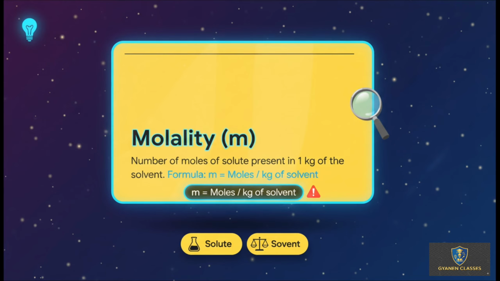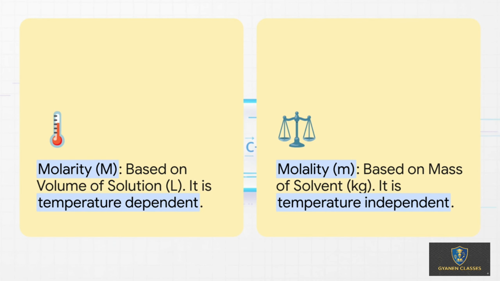Okay, on to our next big term, molality, which we show with a small m. Now, I want you to pay very close attention to this definition. Molality is the number of moles of solute present in 1 kilogram of the solvent. The two words to focus on here are solvent and kilogram. Those are absolutely crucial. The formula is right there, moles of your solute divided by the mass of your solvent in kilograms.